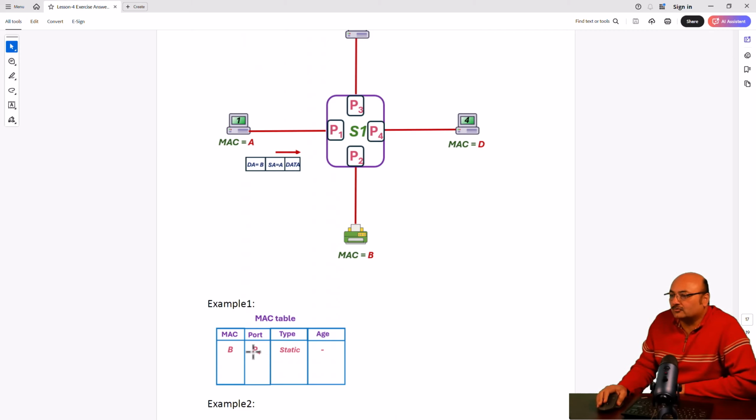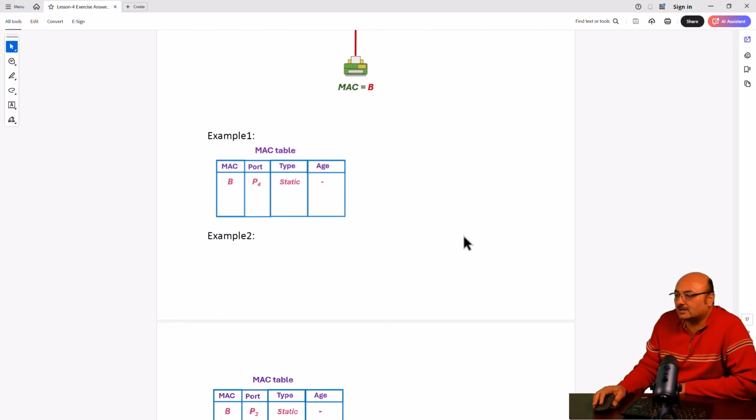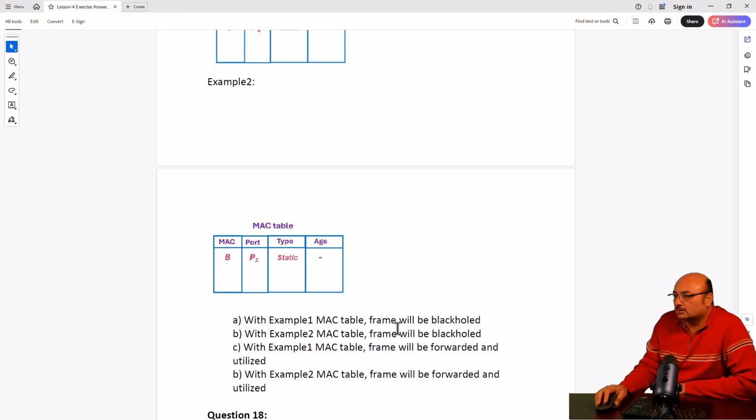With the first example, yes, we have to apply. This frame is coming in, source address A, destination address B. B is on P4. So the frame gets sent out of P4 and this is getting black holed. For example 1's MAC table, the frame will be black holed. So this option is correct.